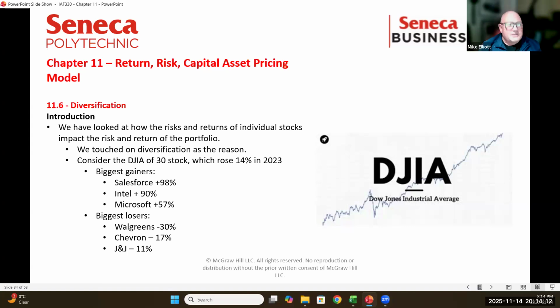So the Dow has 30 stocks. In 2023, it rose 14%. Within that, three stocks, Salesforce, Intel, and Microsoft, had gains between 57 and 98%. Within that, three stocks, Walgreens, Chevron, and J&J, had losses between 11% and 30%. The 30 stocks together generated a 14% return. So some went up and some went down.